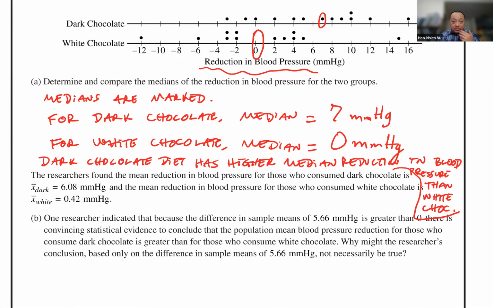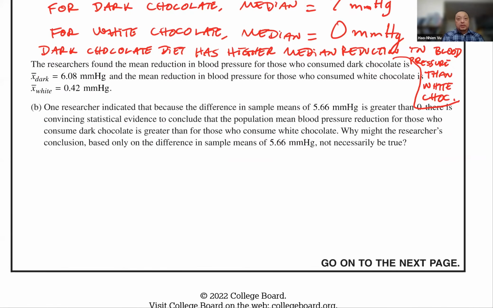And the question prompt is, why might the researcher's conclusion based only on the difference in sample means of 5.66 not necessarily be true? So we know it's wrong. We just have to explain why it's wrong. It's wrong because if you want to go from sample to population, you have to do inferential statistics. You cannot just look at the sample statistic and say that that's true of the population.